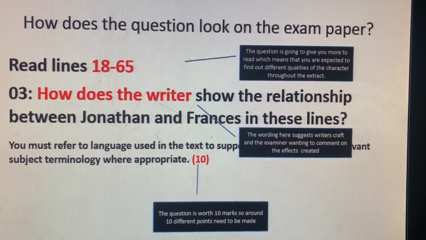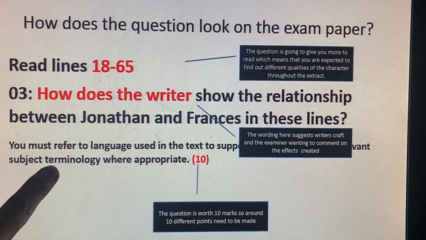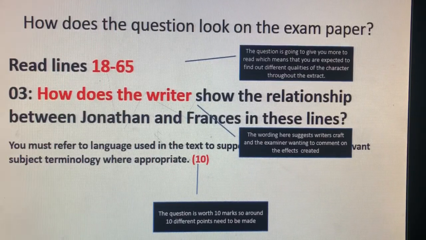This exam question should take about 15 minutes to write. And lastly, you can see there a reference to subject terminology, which means you should try your best to use words like noun, verb, adjective in your response.